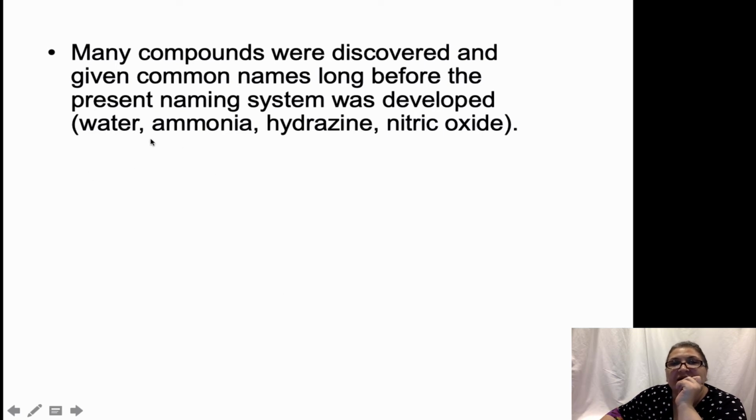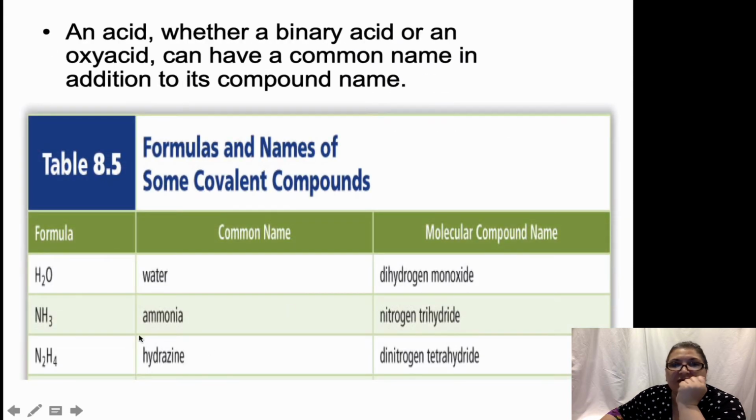Many compounds have common names before we developed a system. So when you see water, ammonia, those are just common names. So for example, water, the appropriate name following the system will be dihydrogen monoxide. Ammonia would be nitrogen trihydride, and so on.